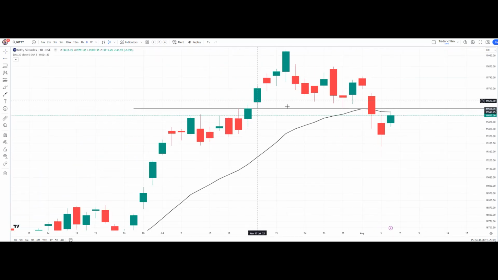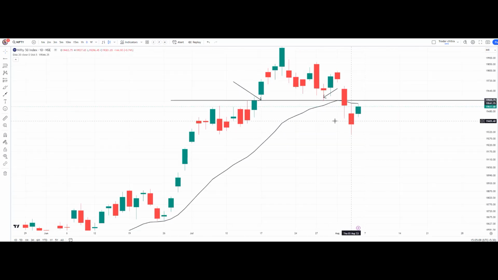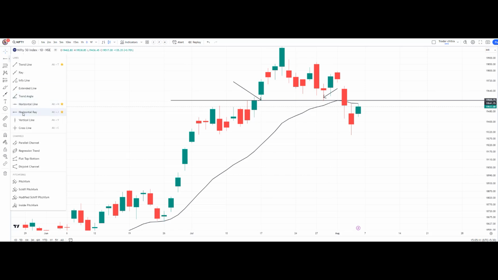Because we can see that multiple times Nifty has taken support from this particular level here. That is on 17th July, also on 28th July. So the next resistance level will be 19,565.